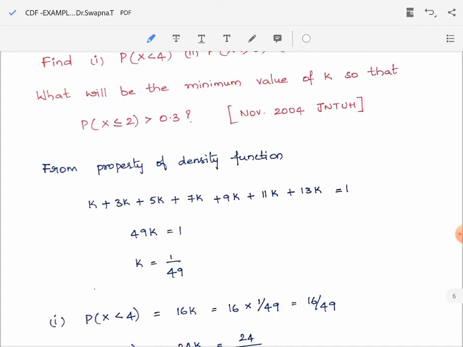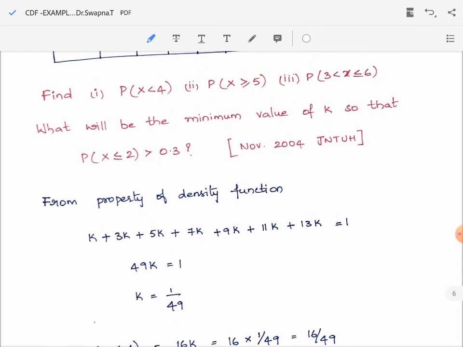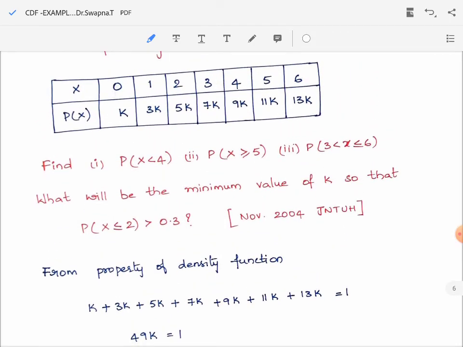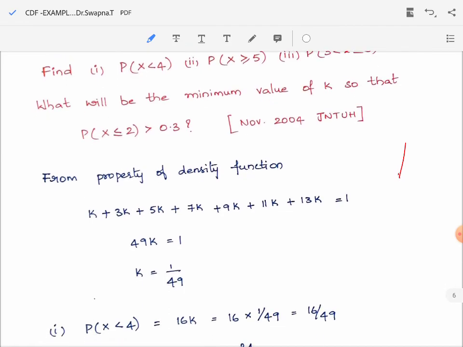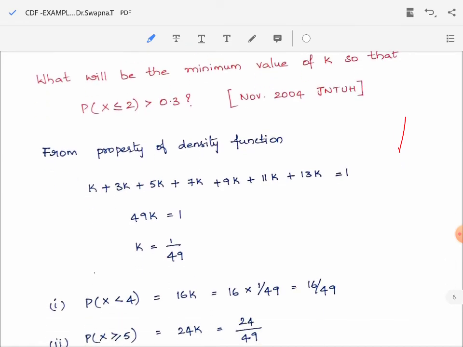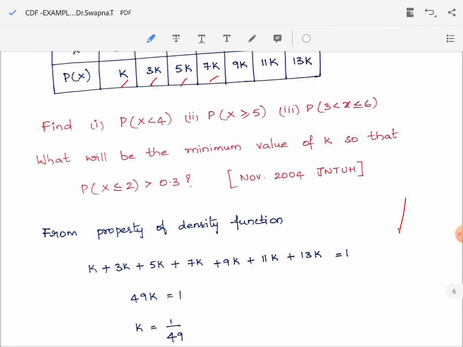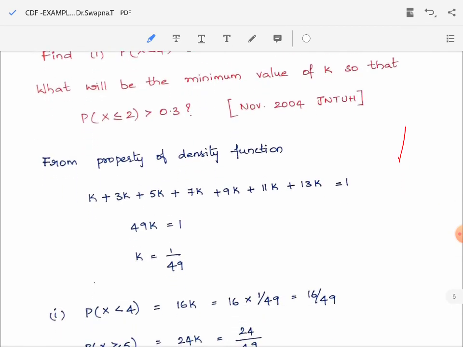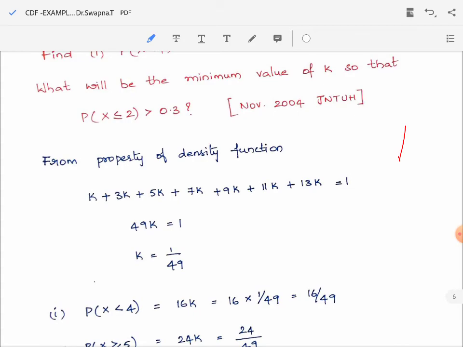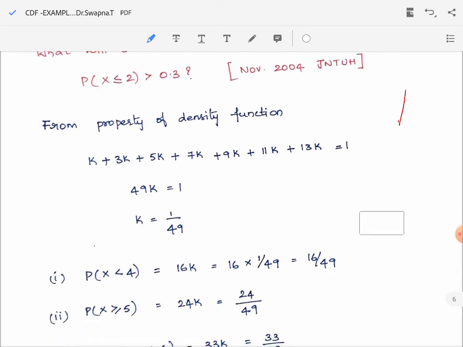So first question, probability of x less than 4. Less than 4 means, what are the values you get? k, 3k, 5k, 7k. 4 values. So when you add all this, k plus 3k plus 5k plus 7k is equal to 16k. 16 into k, where k is 1 by 49, so it is 16 by 49.